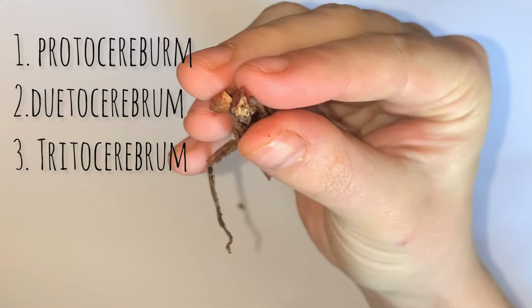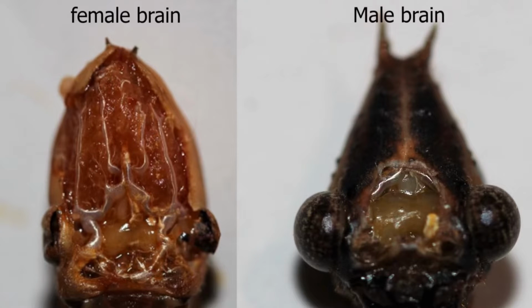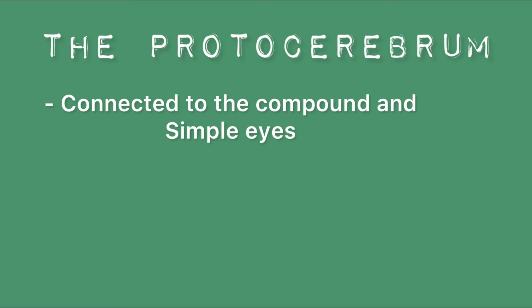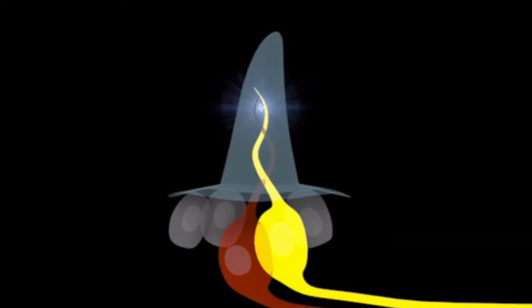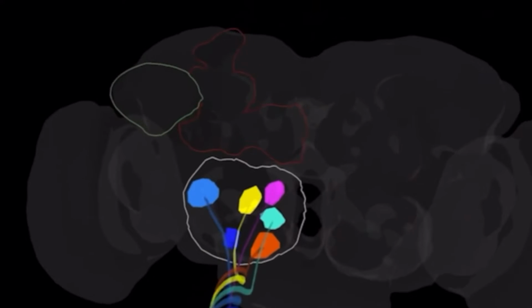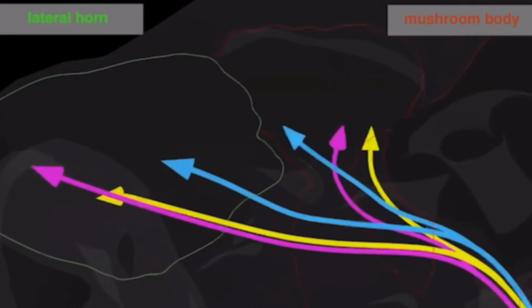These lobes are made up of clusters of fused neurons called ganglia, and they process information. Each lobe controls different activities or functions. The protocerebrum is connected to the compound and simple eyes, and it also contains 2 mushroom bodies. These mushroom bodies are prominent structures made up of densely packed neurons called Kenyon cells, and they are used for olfactory learning and memory. These mushroom bodies share a resemblance to mushrooms, hence their name.